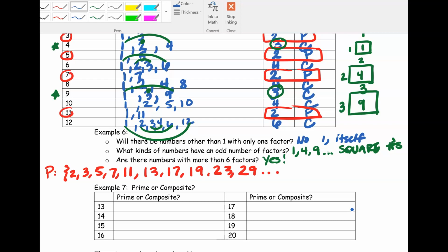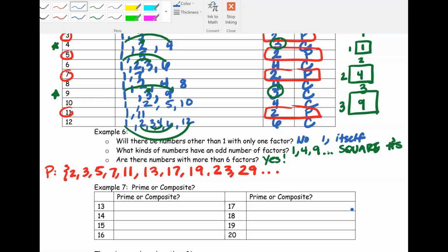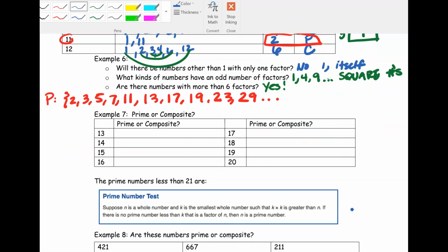So example 7, we're going to continue this chart listing prime or composite. So let's list the factors for 13. So we've got 1 times 13. So we're going to say prime there. 14 would be 1 and 14, 2 and 7. So I'm going to say composite. 1, 15, 3 and 5. So I'm going to say composite. 1, 16, 2, 8 and 4. So that's going to be composite.